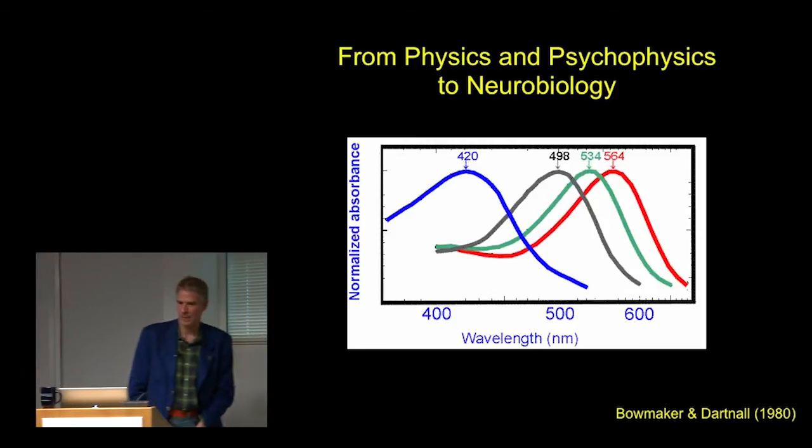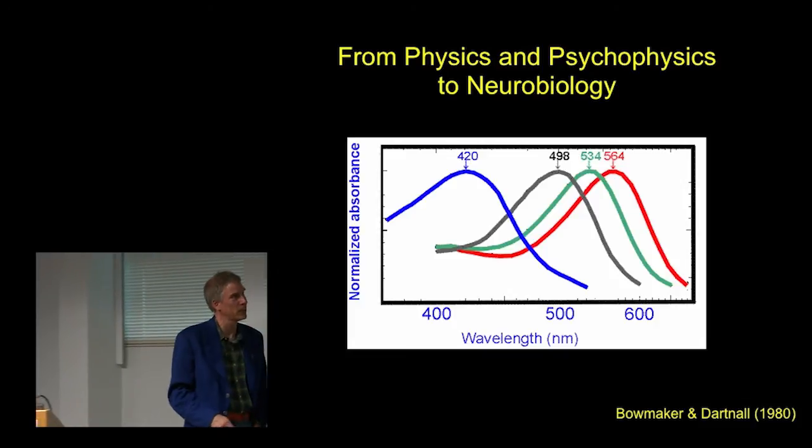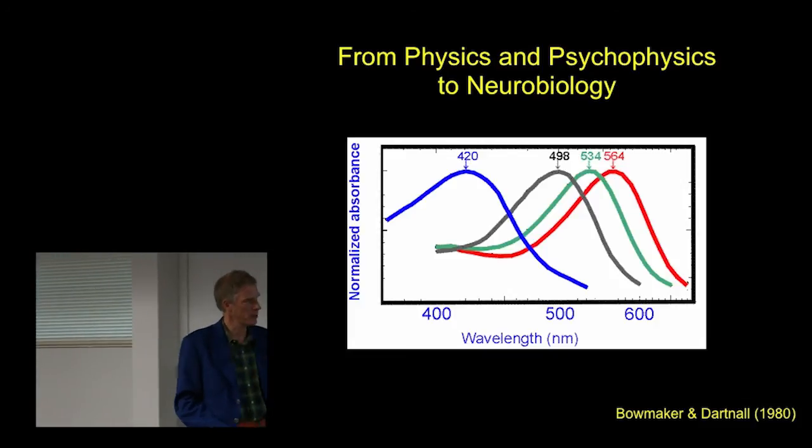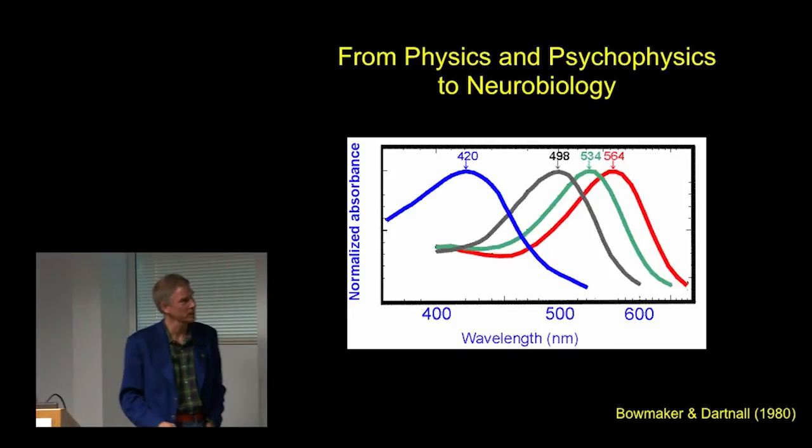All right, so this is physics and psychophysics, the way we experience things. If we now move into the nervous system, the first stage that's relevant is where physics meets the brain, which is at the level of the photoreceptors.